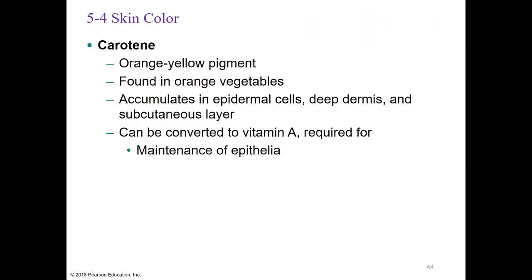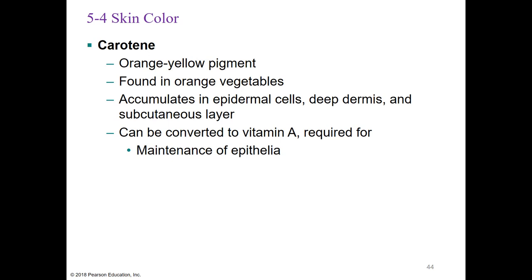Okay, so carotene is an orange-yellow pigment found in orange vegetables. Some good places to find carotene would be pumpkins, certain types of squash, and also carrots, sweet potatoes. And by the way, carotene sounds a lot like keratin, but clearly they're not the same thing, so be careful about that.